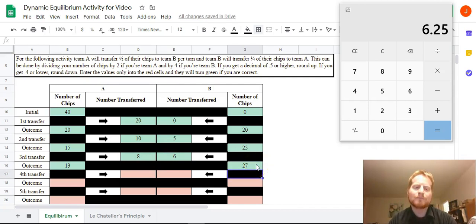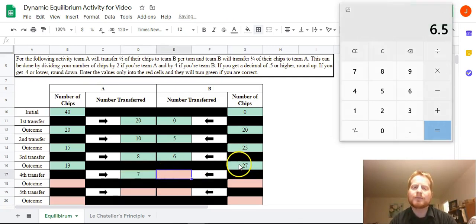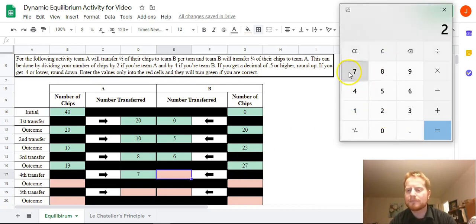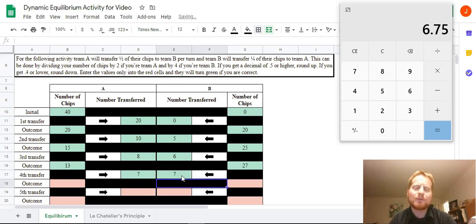Okay. Then we do half of 13. So 13 divided by 2 is 6.5. So that's going to round up to 7. And 27 divided by 4 is 6.75, so that's going to round up to 7. So now we've reached equilibrium.